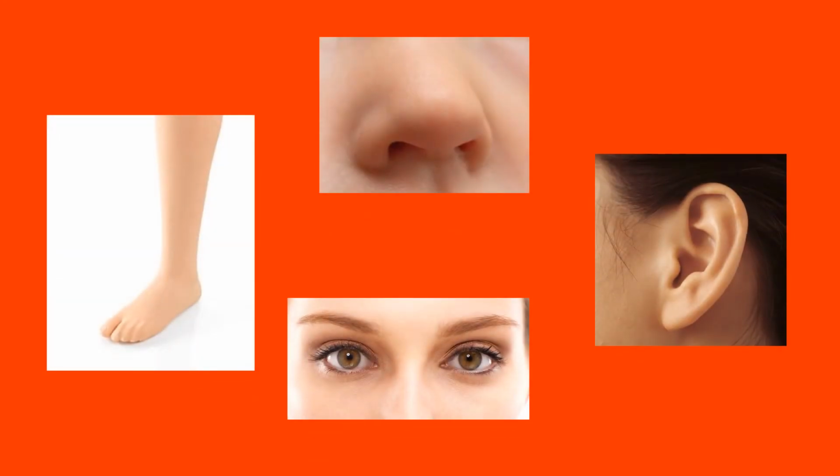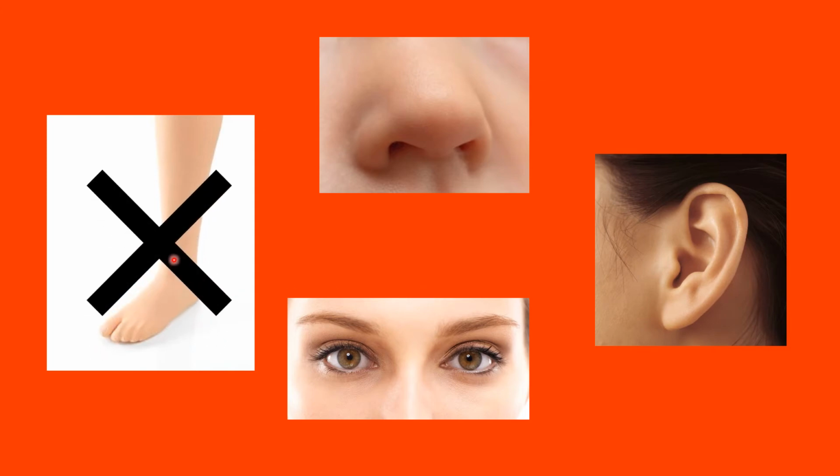Now look at all these pictures, children. A leg, nose, ear, and eyes. Though they are all parts of our body, which is the odd one out? There is something that tells you that it is different. It is the leg. And you know why, children? Because the nose, the ear, and the eyes are all parts of our body on the face, or they are sensory organs. But the leg is not a sensory organ and it is not on our face. So that is why the leg is the odd one out.